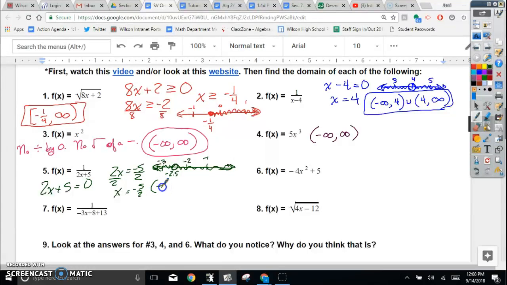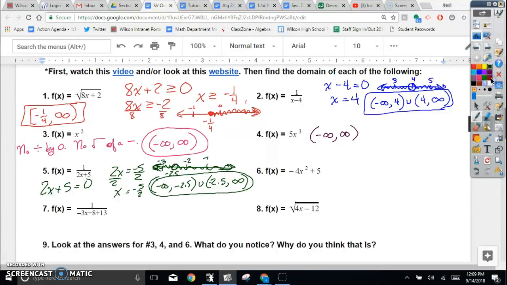So the smallest number works, negative infinity, and negative infinity will work all the way up to negative 2.5. And then we have this right side, which would be negative 2.5. So that's supposed to be a parenthesis there. Okay. Up to positive infinity. So we have negative infinity up to this negative 2.5 here. Then negative 2.5 to infinity is here.